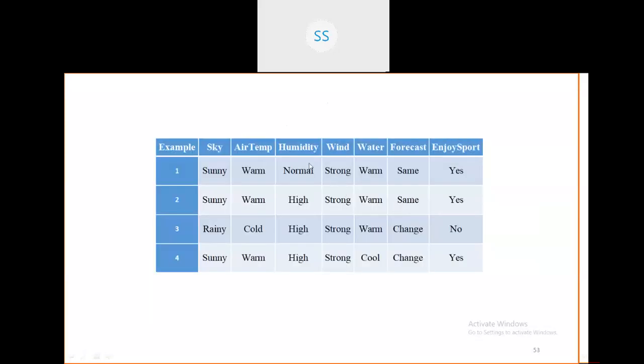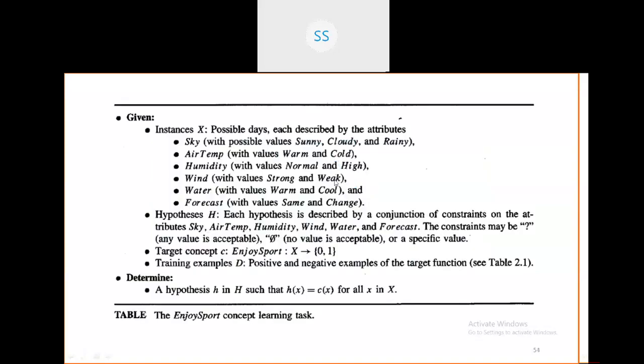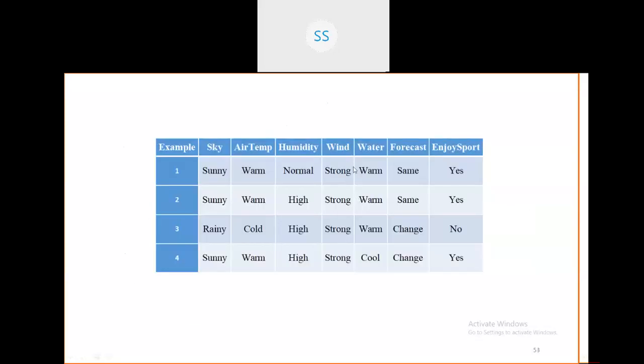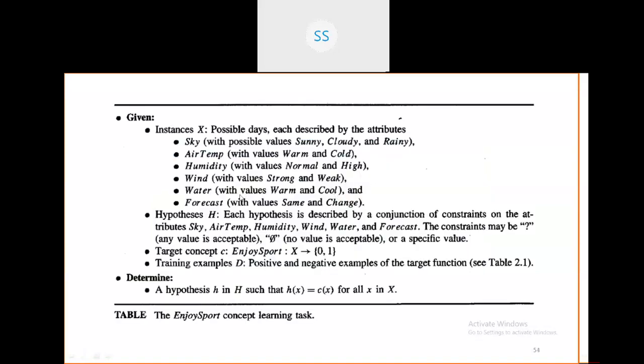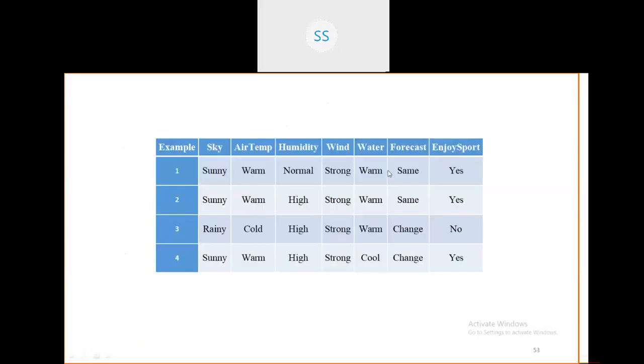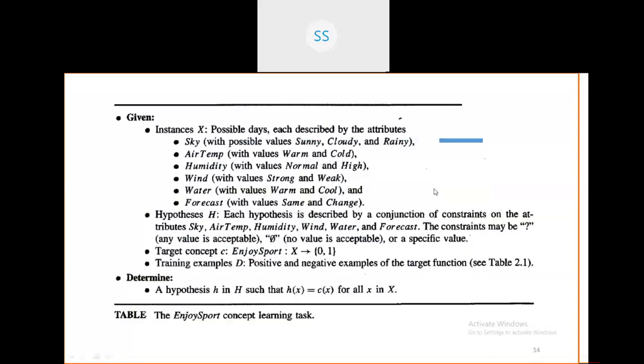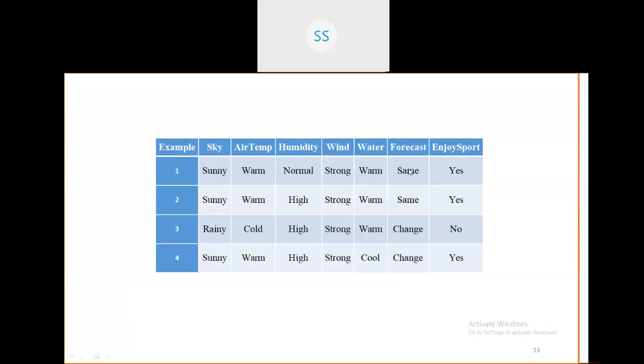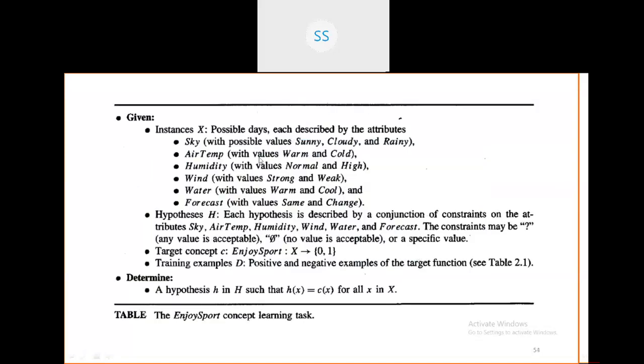Humidity, normal or high. And similarly, wind may be strong or weak; in this case, all of them are strong. And water can be cool or warm. And similarly for forecast, it can be same or change. And this is the first given input value, followed by which we have to build the hypothesis.